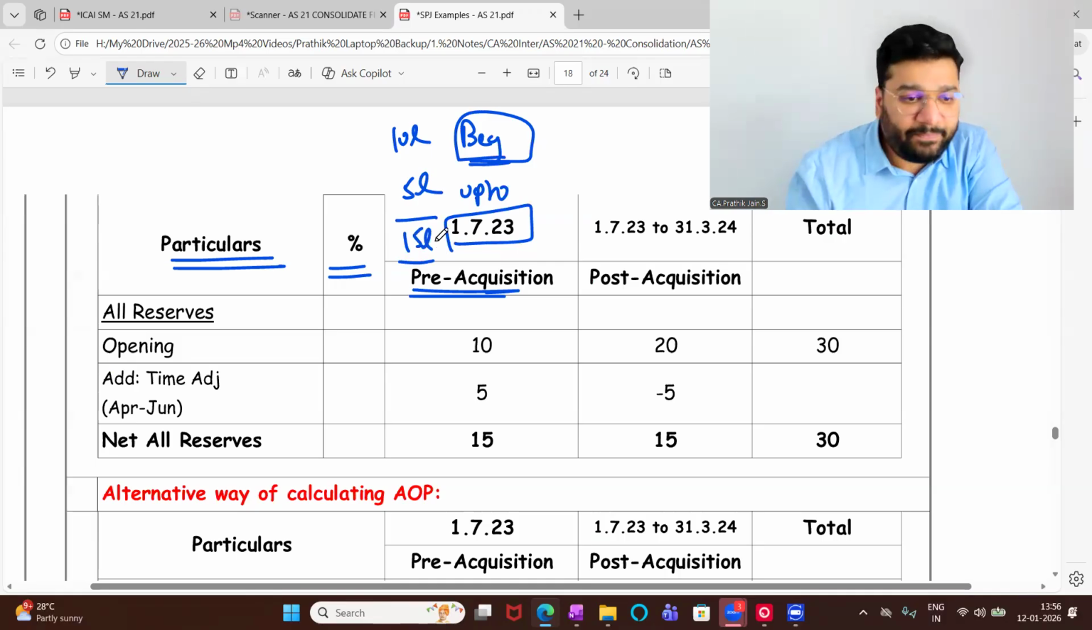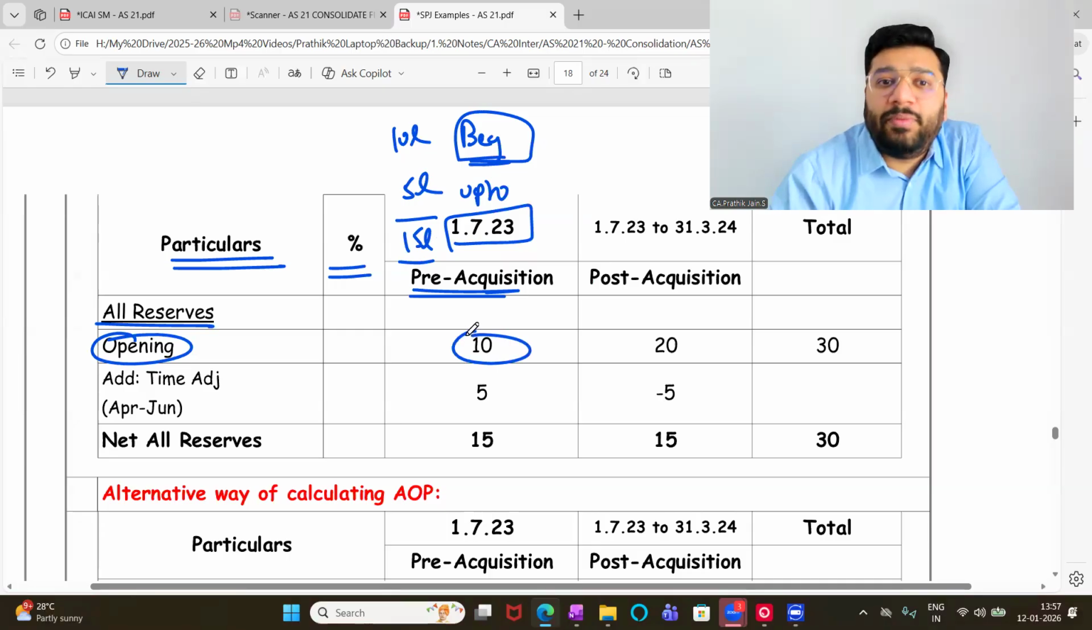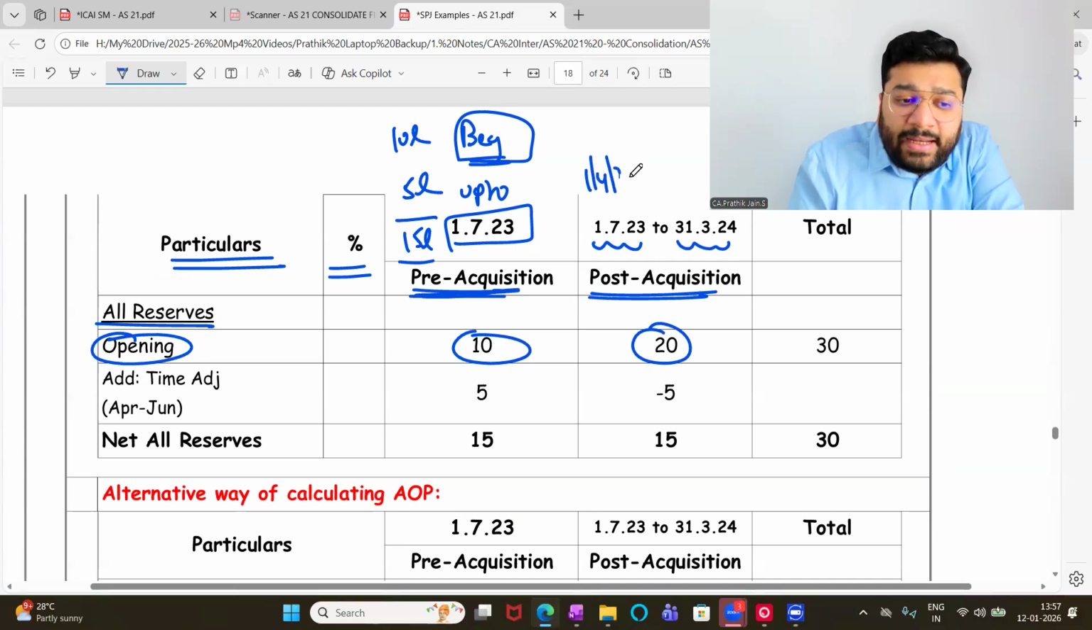Okay, not okay? Okay. Now here, all reserve. Opening balance is how much? 10. Opening is 10. This is pre. What is post now? Generally, it is supposed to be from date of acquisition to end of the year. But I've taken 20 for the year. 20 for the year means it is from 1/4/23 up to 31/3/24. I want post profit from 1/7/23 to 31st March.